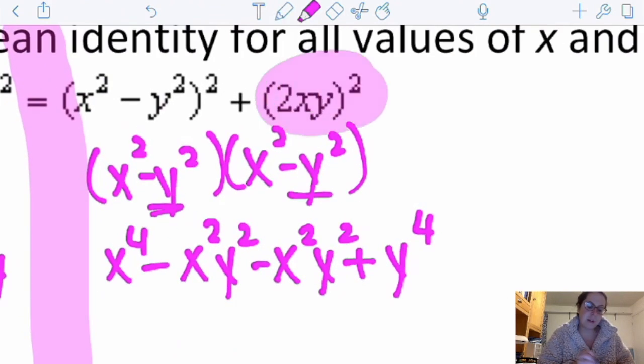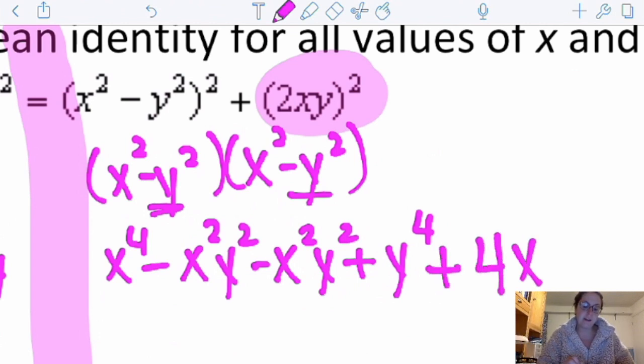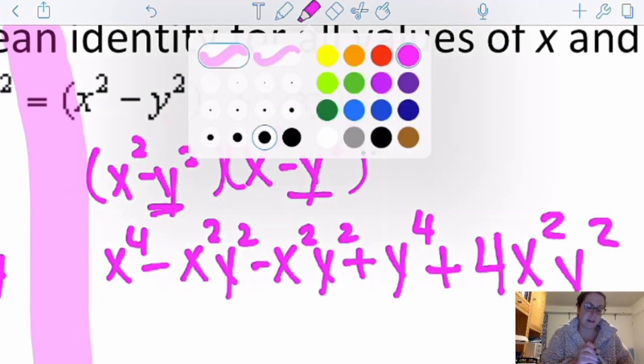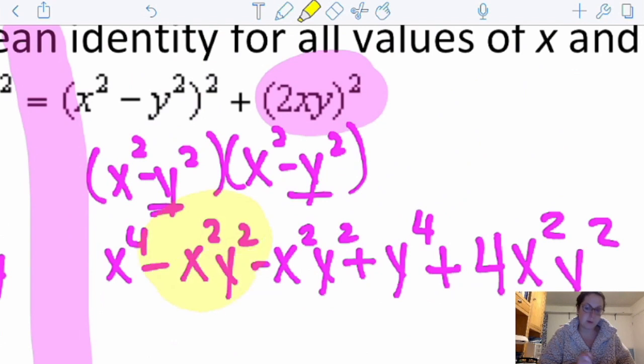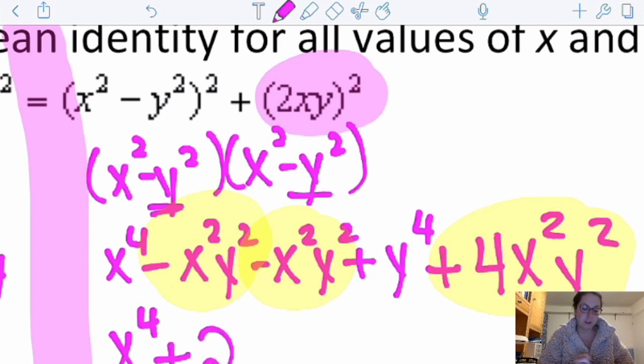And then for this one, I'm doing 2xy all squared. So I need to square each part. So plus 4x squared y squared. Now I've got some like terms here. I can combine all my x squared y squared. So -1, -1, and 4, which gives me positive 2x squared y squared.